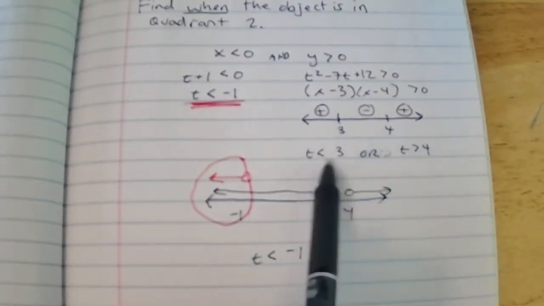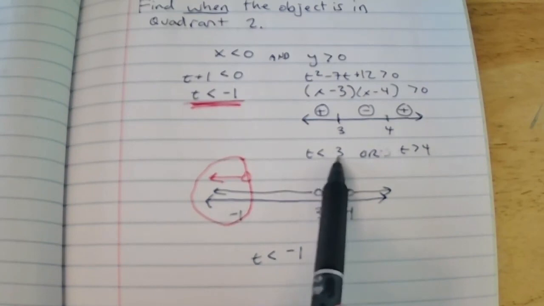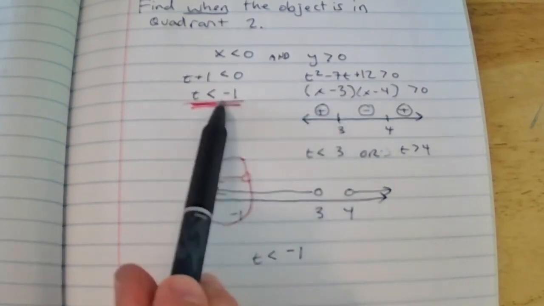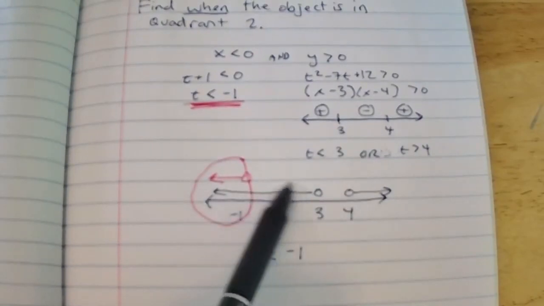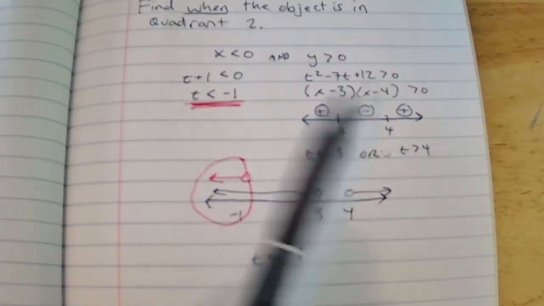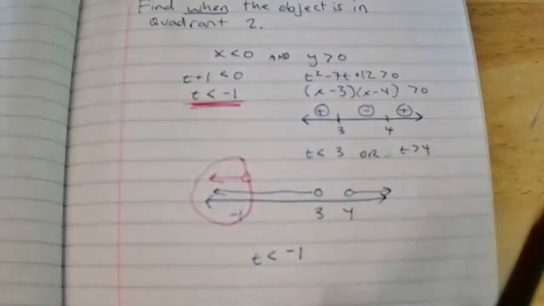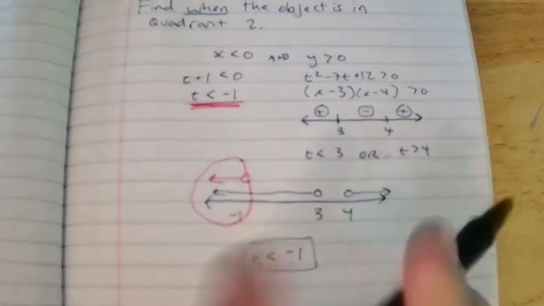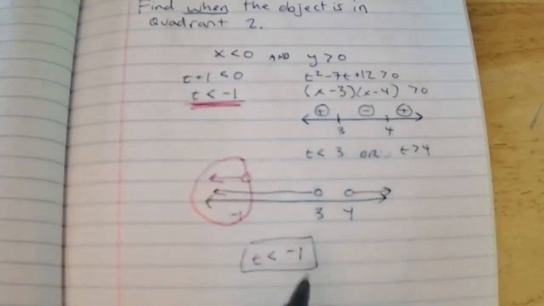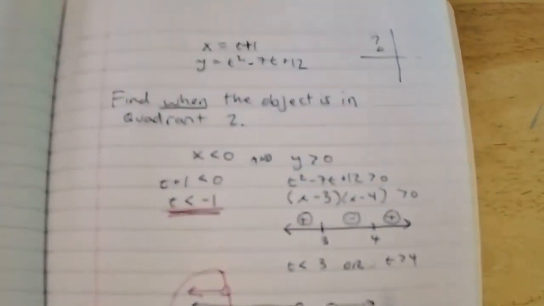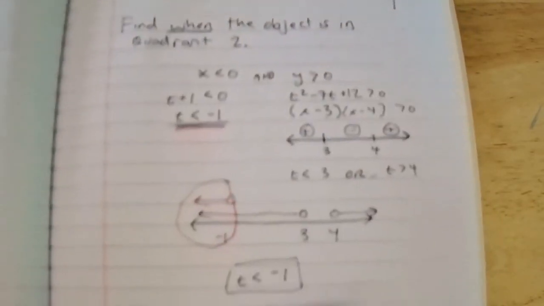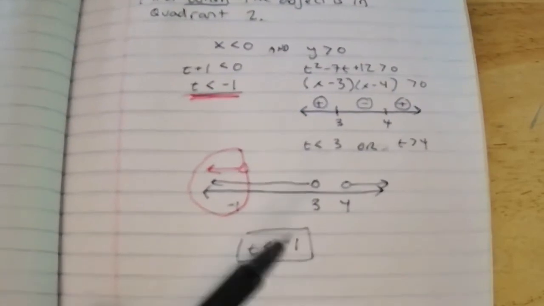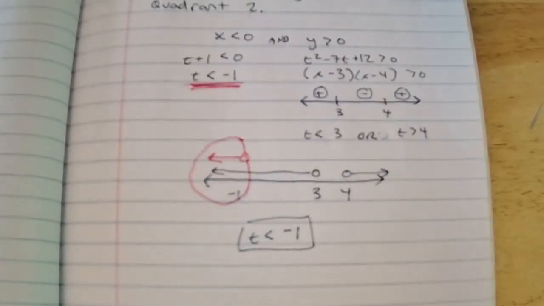Because this is saying t could be less than 3, but you don't actually start getting less than negative 1 until you get that small. Values like 0, 1, and 2 will satisfy this one, but not this one. But the values less than negative 1 will satisfy both of these inequalities. So the answer to the question, when is the object in quadrant 2? Well, it's in quadrant 2 anytime before t is negative 1.